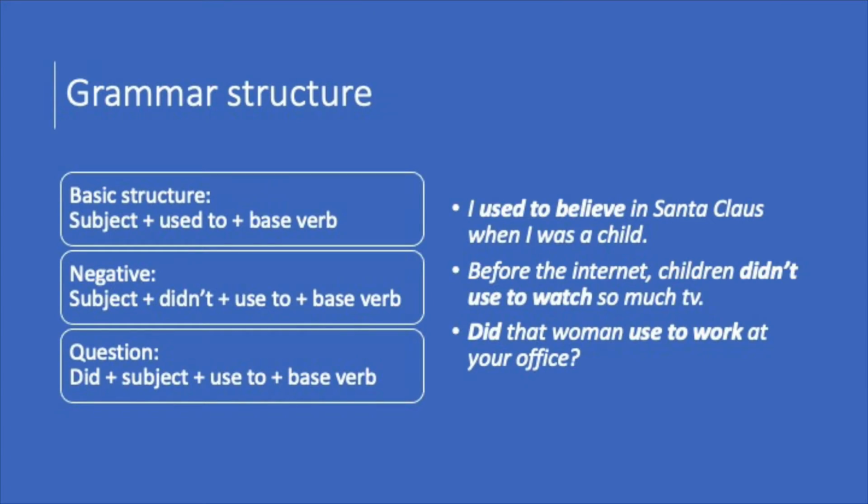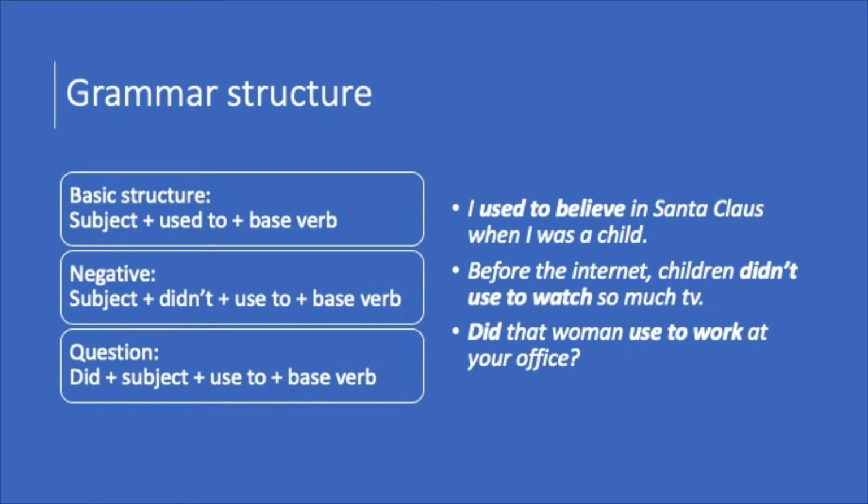For negative or question, we tend to use did. Did gives us the past tense. So we change used to to use to. Didn't use to plus the base form of the verb. Did use to plus the base form of the verb. Let's look at the examples.